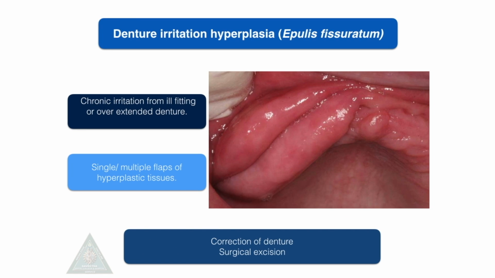Denture irritation hyperplasia or Epulis fissuratum is a benign hyperplasia of fibrous connective tissue. It develops as a reactive lesion to chronic mechanical irritation produced by the flange of a poorly fitting denture or an overextended denture. It is usually seen as a single or multiple flaps of hyperplastic tissues. Treatment procedures include correction of the denture or the surgical excision of hyperplastic tissue.